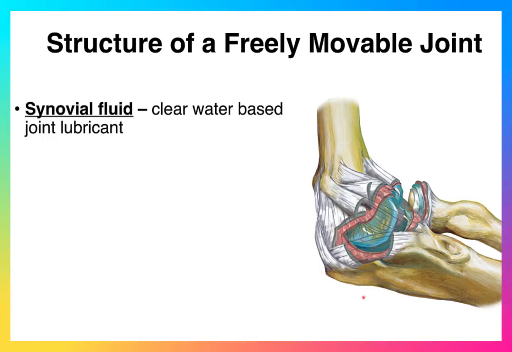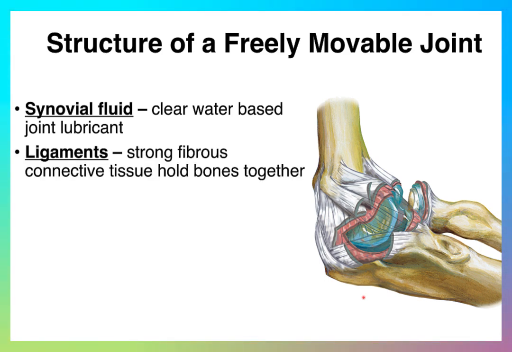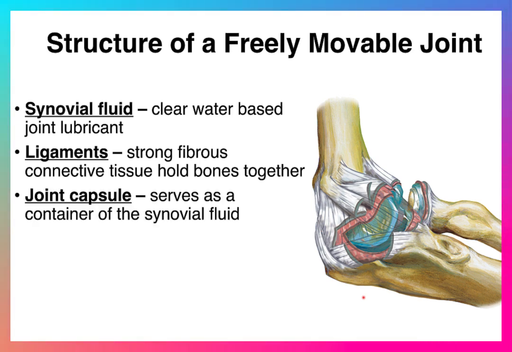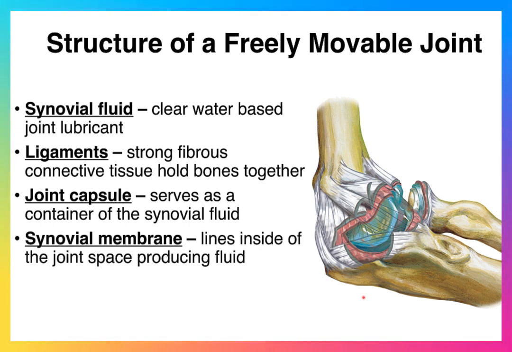First of all, freely movable joints tend to have a fluid that we talked about last week called synovial fluid. This is a clear fluid that's water-based, and it acts as a lubricant for the joint. The joints are generally held together by something known as ligaments. Ligaments are strong, fibrous connective tissue that holds the bones together in the joint. The joint capsule serves as a container for the synovial fluid, and then there's a synovial membrane inside the joint capsule that produces the synovial fluid.